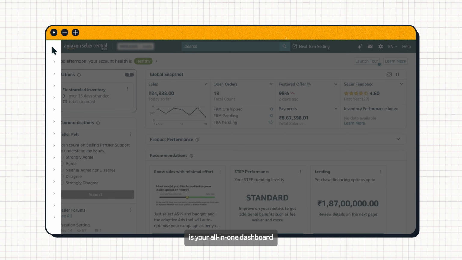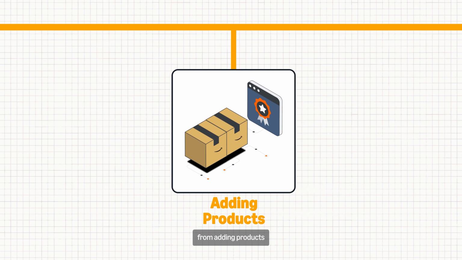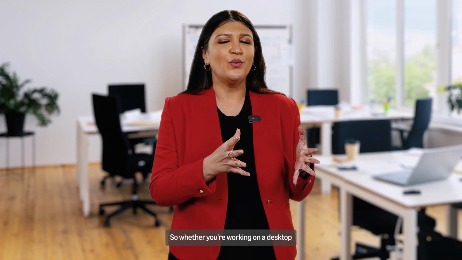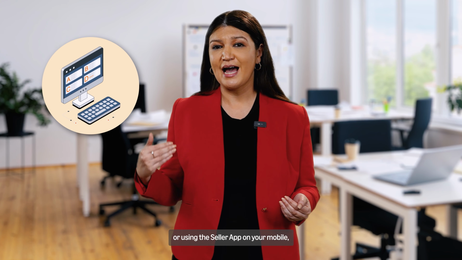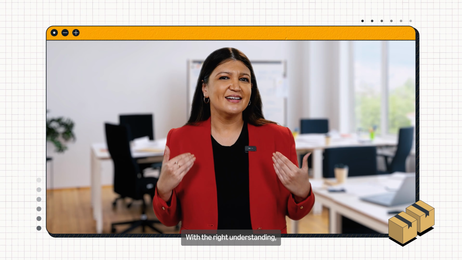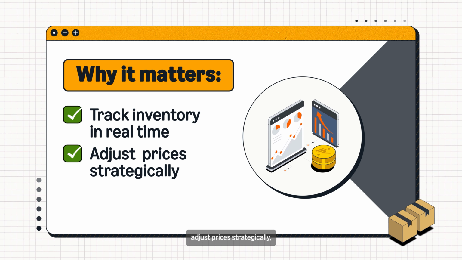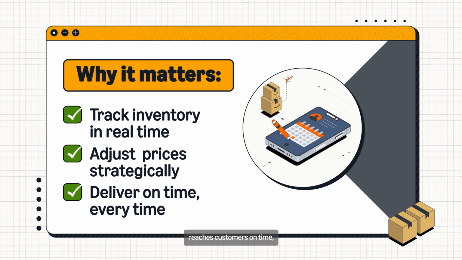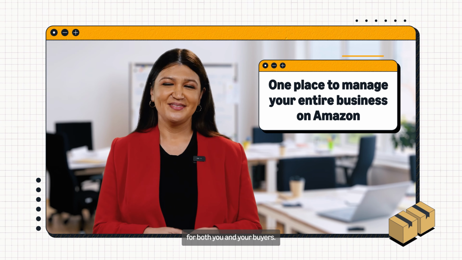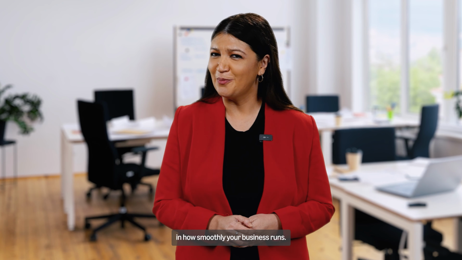Seller Central is your all-in-one dashboard for managing every part of your Amazon business, from adding products and tracking orders to checking reports and monitoring performance. So whether you're working on a desktop or using the Seller app on your mobile, this is where everything comes together. With the right understanding, you'll be able to track inventory in real time, adjust prices strategically, and make sure every order reaches customers on time, creating a smooth experience for both you and your buyers. Getting familiar with Seller Central early on can make a real difference in how smoothly your business runs.